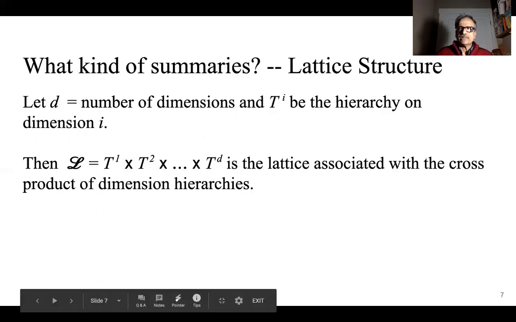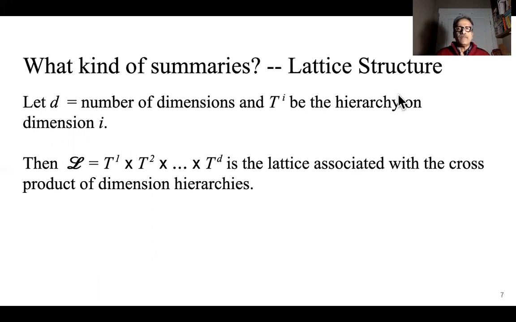What kind of summaries? In other words, what shape of summaries are we looking for? To understand this, we need to look at the underlying lattice structure, which is what you get when you take the hierarchies that come with the dimensions of the data set and take their cross product. So there is a natural lattice space that gives you a search space from which to build summaries.